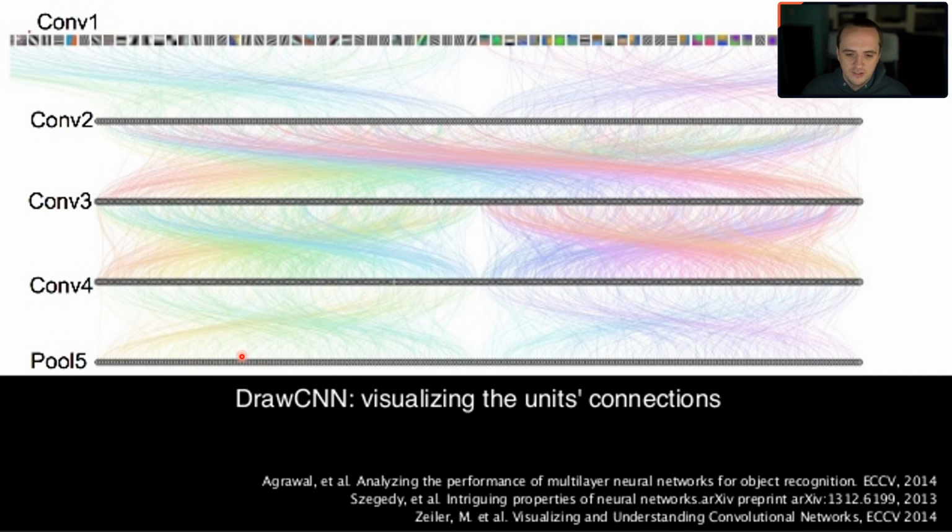There's DrawCNN. This is a cool paper where they did visualizing of the different connections between the convolutional layers, and I recommend going out and checking that. That's not going to be on the exam, by the way. I'll talk about what might be on the exam at the end of the lecture.